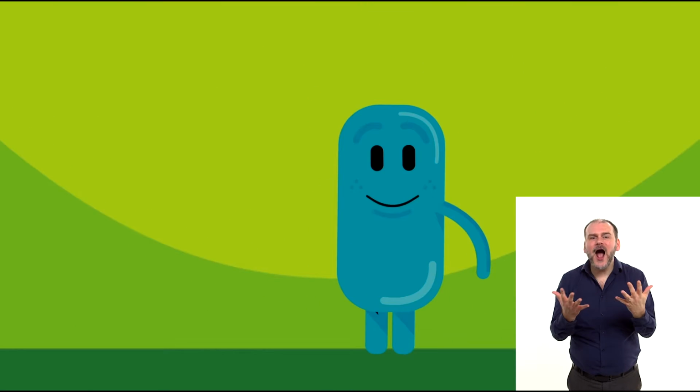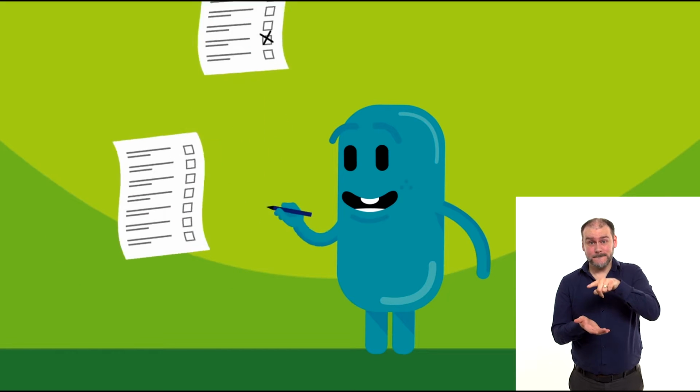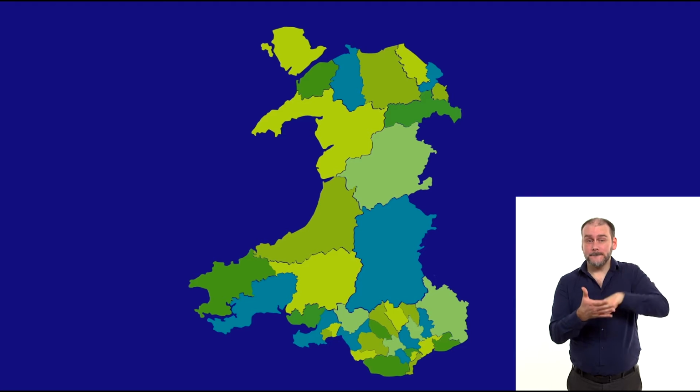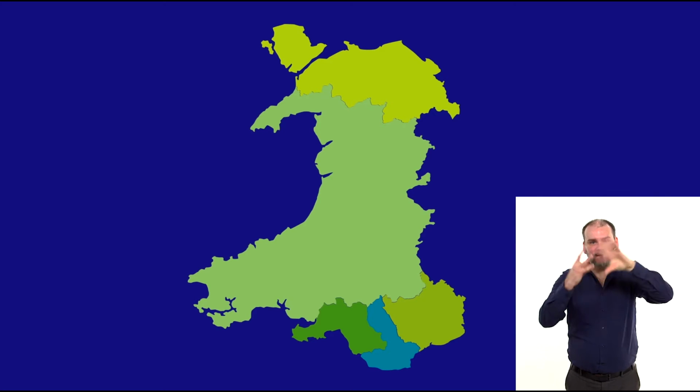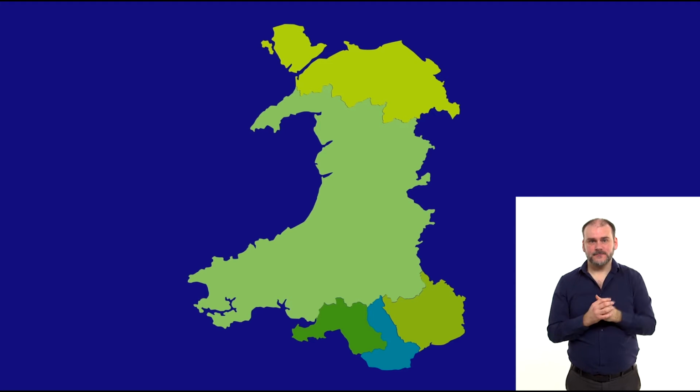Well, everyone who is registered to vote in Wales has 2 votes. One for their constituency, there are 40 constituencies in Wales, and another for the region their constituency is in. There are 5 regions in Wales, and 4 Assembly members are elected for each, making 20 in total.